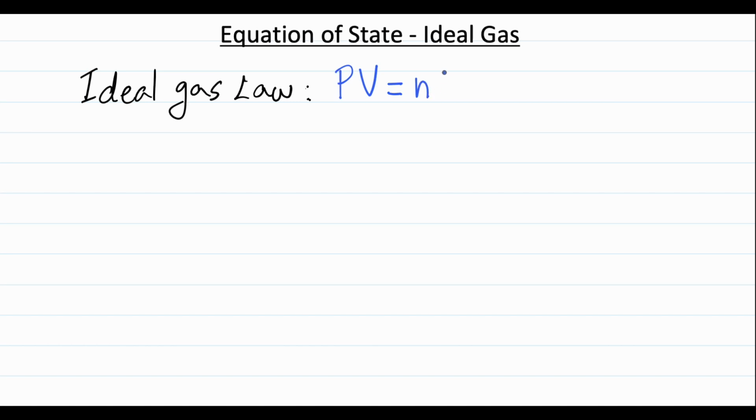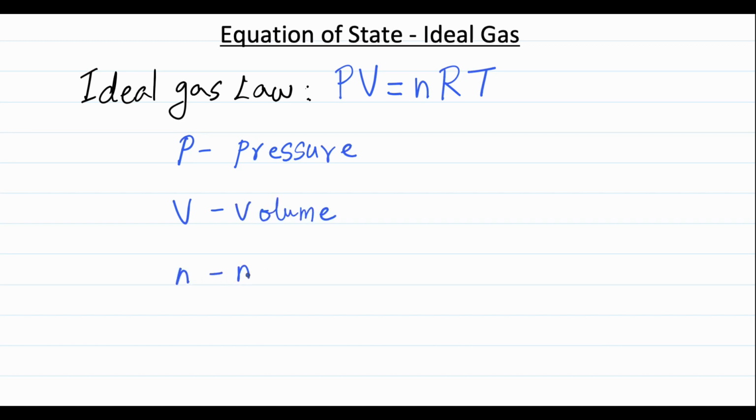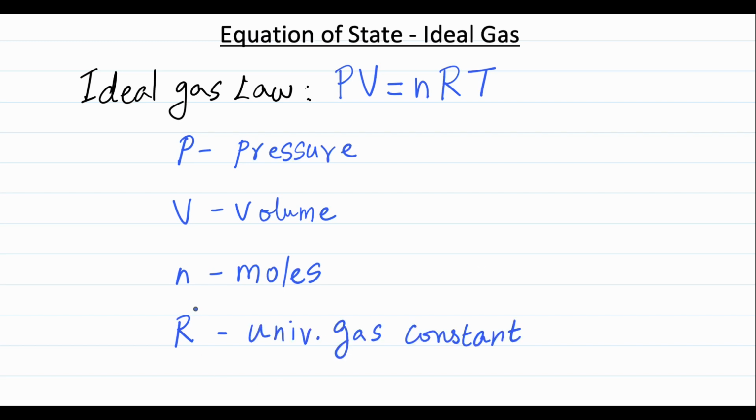All ideal gases obey an equation of state known as the ideal gas law, and the ideal gas law is given by PV equals nRT. So here P indicates absolute pressure, V indicates the volume, n indicates the number of moles, R indicates the universal gas constant, and this R is going to have different values based on the values of P, V, n, and T. T indicates the temperature.